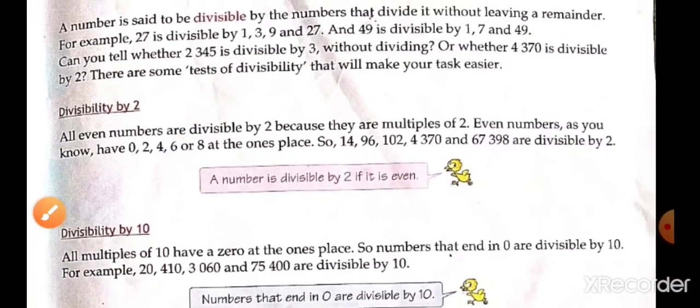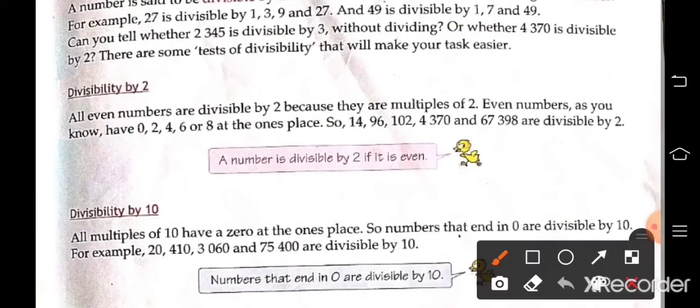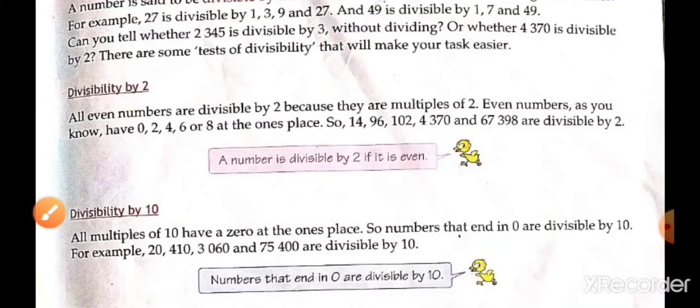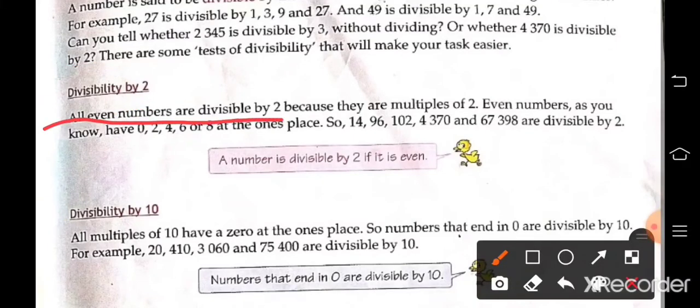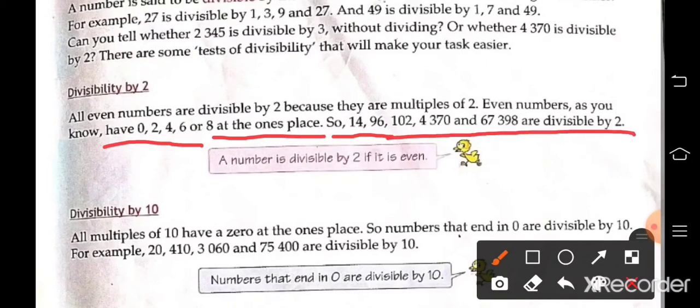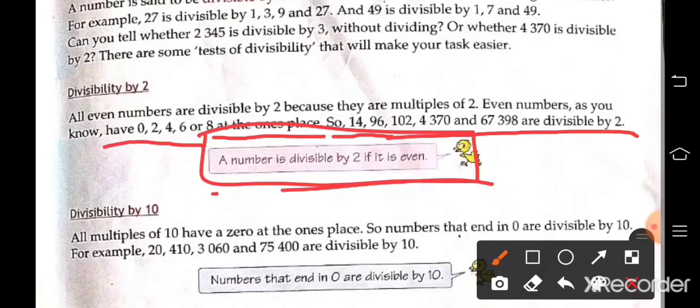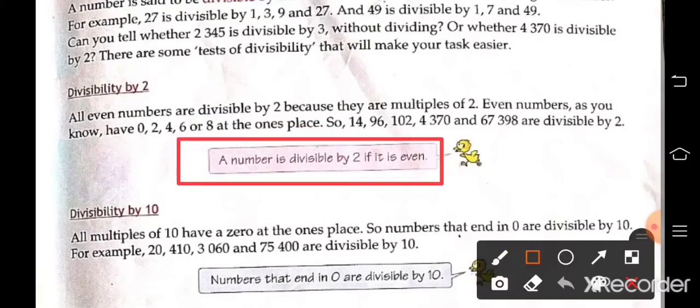Here are some rules for divisibility by 2. All even numbers are divisible by 2 because they are multiples of 2. They have 0, 2, 4, 6 or 8 at the ones place. So 14, 96, 102 like this are divisible by 2. A number is divisible by 2 if it is even. So remember that thing.